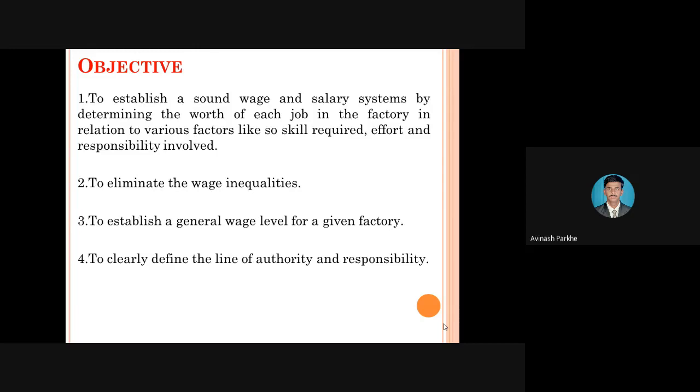Then the fourth one, to clearly define the line of authority and responsibility. In this job evaluation, the evaluation of the job takes place under many conditions, and many factors are there. At that time, this job evaluation process will clearly define the line of authority and responsibility. Which authority is given to which person, which responsibility should be given to which person, will be decided under the job evaluation process.